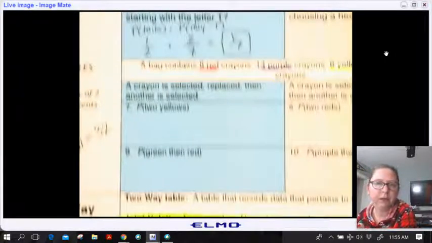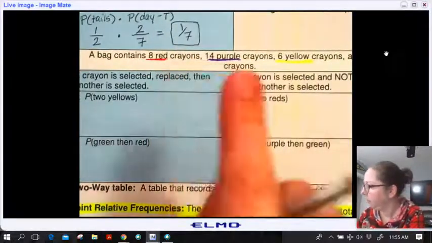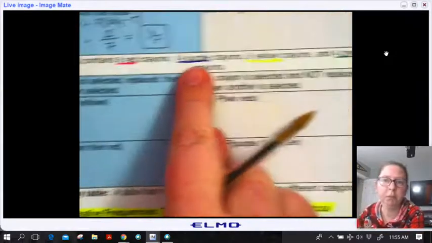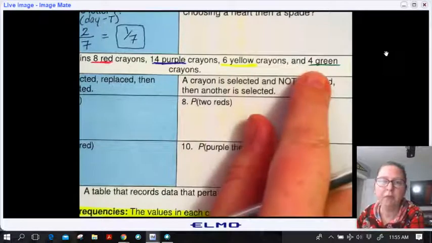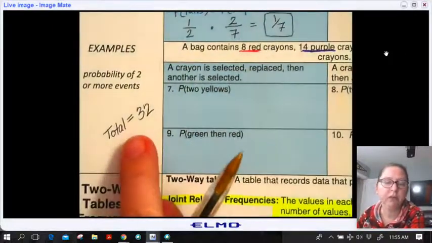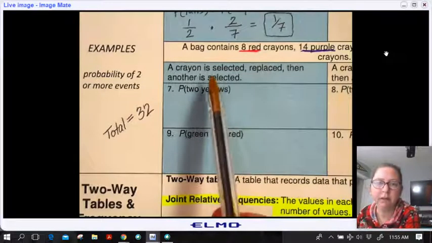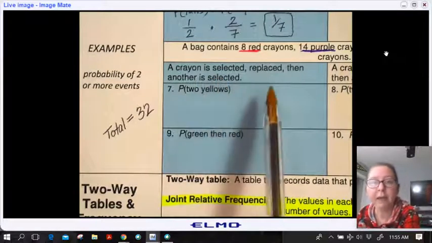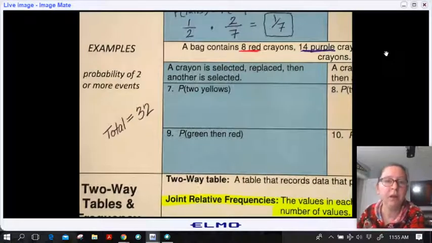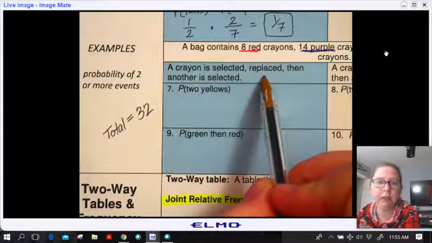Let's look at this example down here with crayons. So I have a bag of 8 red crayons, 14 purple, 6 yellow, and 4 green. So the first thing I need to do is count up how many crayons I have. Okay, so my total number of crayons is 32. What is the probability that if a crayon is selected and then put back in and I pick another one out, that they will both be yellow? Okay, so this is with replacement, which is really important.